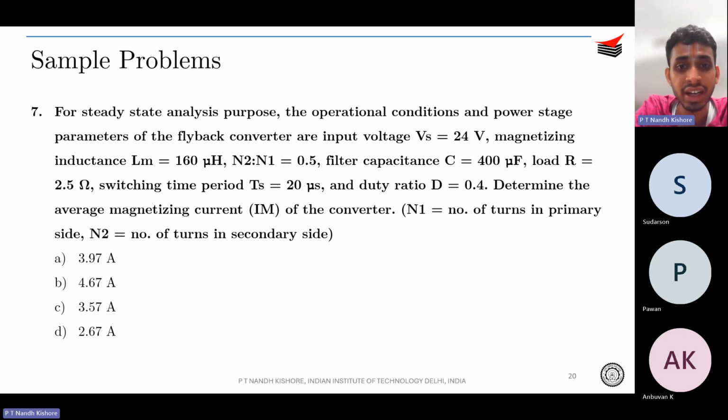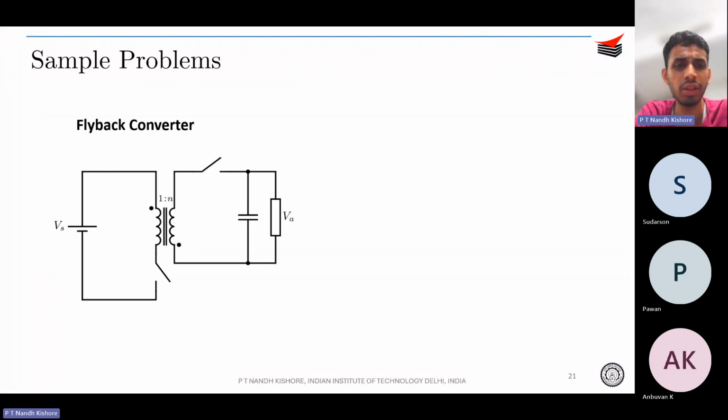Determine the average magnetizing current of the converter. Where N1 is the number of turns in the primary and N2 is the number of turns in the secondary side. So again, as I told, draw the converter. So this is your flyback converter.